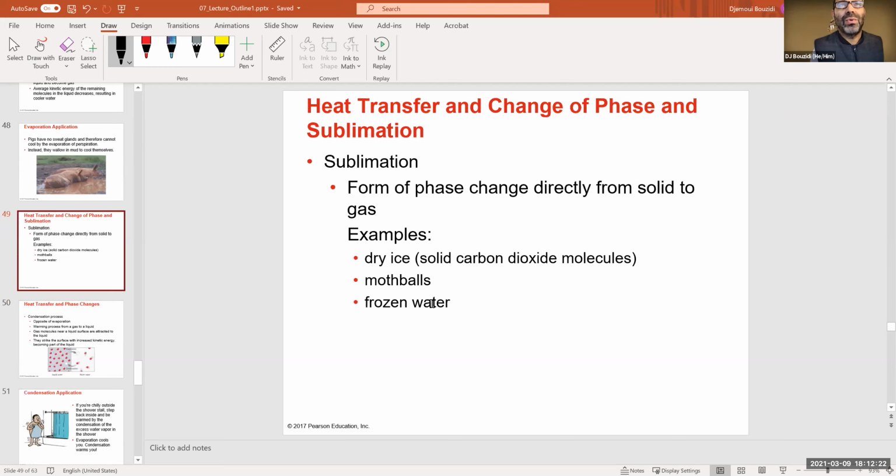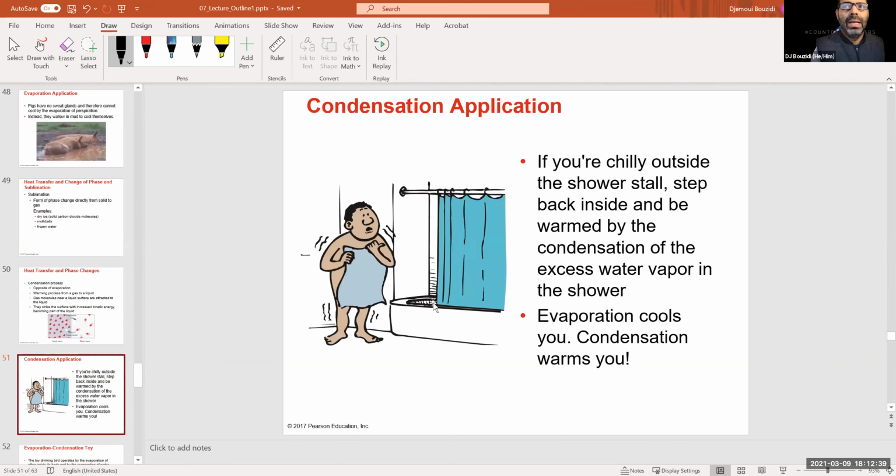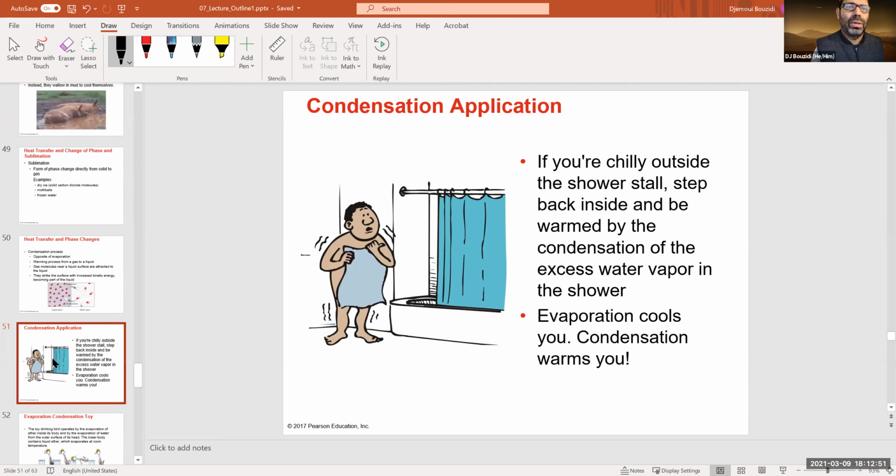Frozen water also does that too. Actually, there is a point for water called the triple point, where water can change from liquid to solid, or vice versa, from solid to liquid, and solid to gas too. It's called the triple point of water. Again, condensation is like when you're chilly outside and you step into the shower stall, and it's warm inside. So again, this is the reverse process. The condensation in this case will bring more energy to your system.